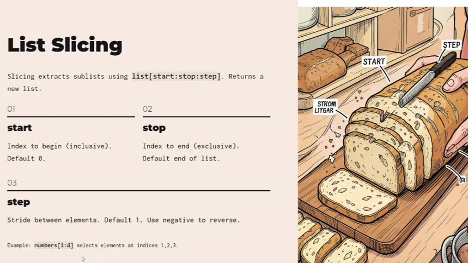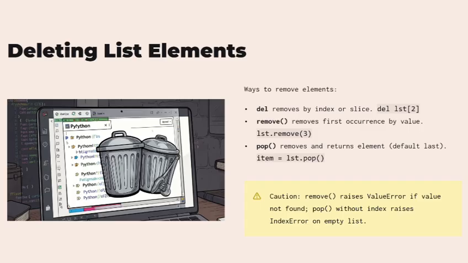The step decides how many positions we move. So numbers[::2] means take every second element. Just like that we need to do it now.